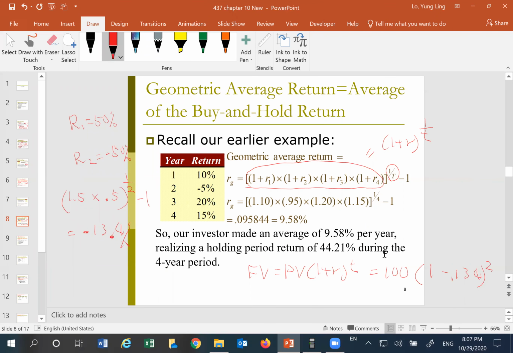Now, for those of you who want to avoid equations as much as possible, unfortunately, to calculate your geometric average or buy and hold return or your simple average, you have to use the equation, okay? Now, as far as this part though, you can just use the function keys if you want, right?